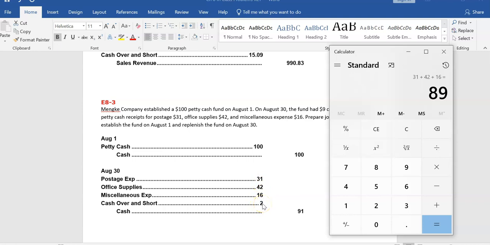So we need to account for that shortage. We will debit this journal entry to make it balance because it needs $2 additional debits to make it balance. And that shortage is recorded into that cash over and short. Remember, that is simply a plug account. If it's debited, it acts as an expense. If it's credited, it would act as a revenue.